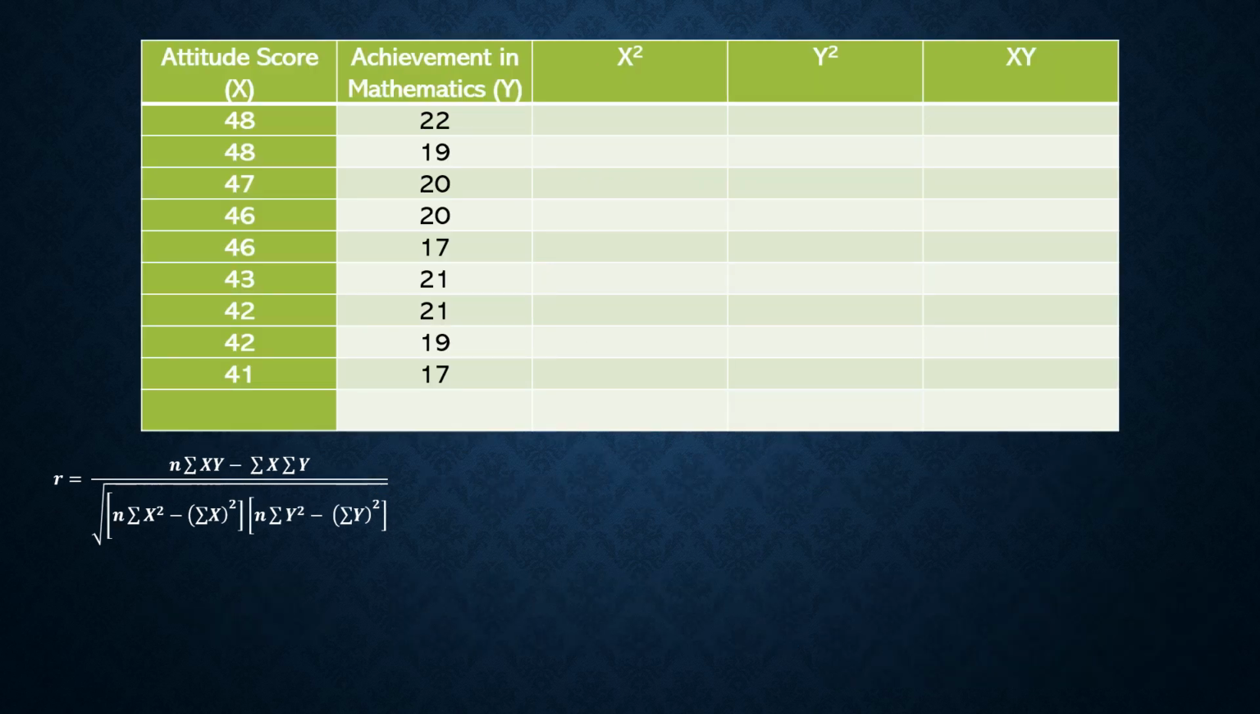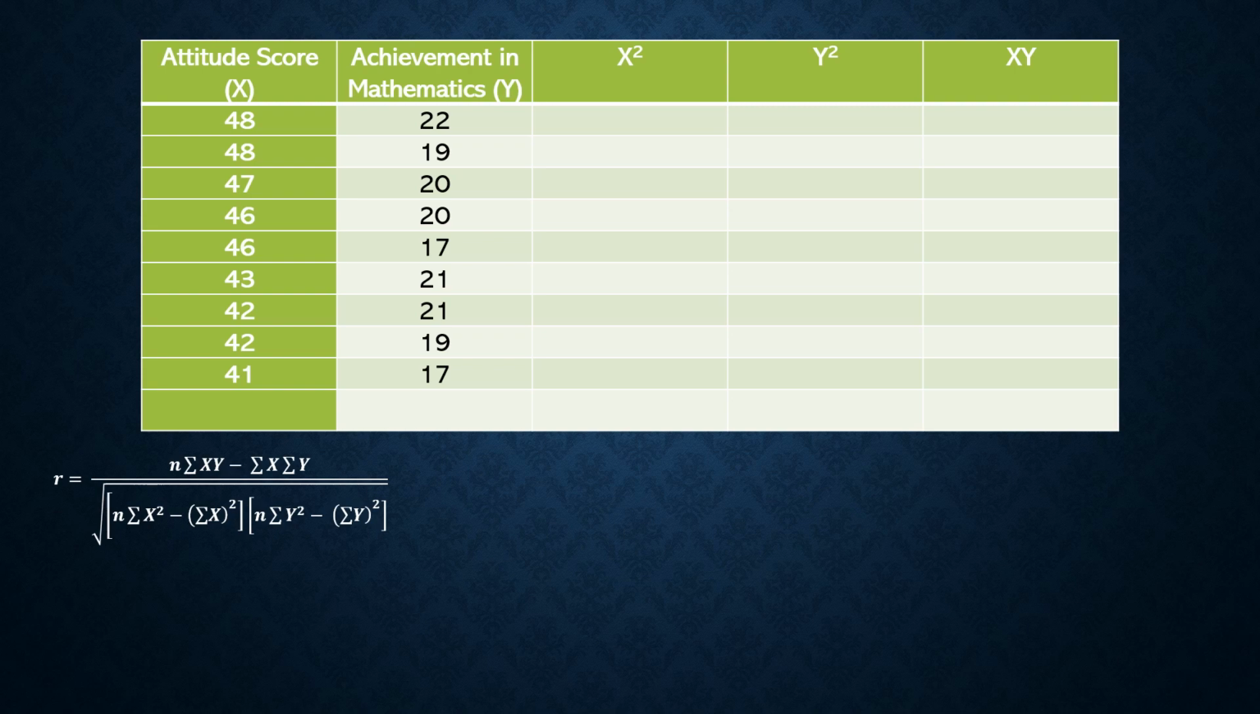For this example, we're dealing with the relationship between the attitude score of students in mathematics and their achievement in mathematics. So this is one of the common problems inside the classroom. They are talking that if the attitude of the student in this subject is not good, it implies that their achievement in mathematics will also be not good. It implies that they can get a very low score in the achievement in mathematics.